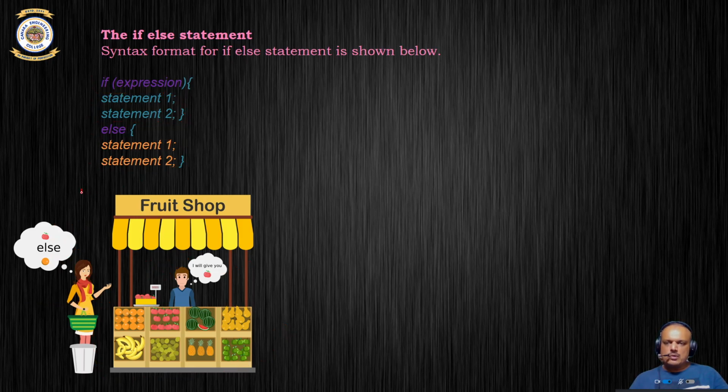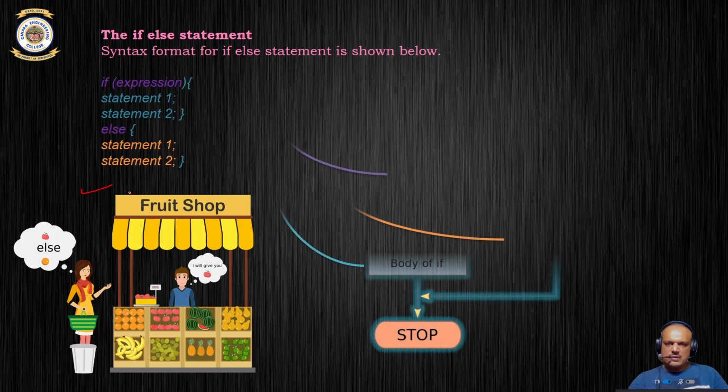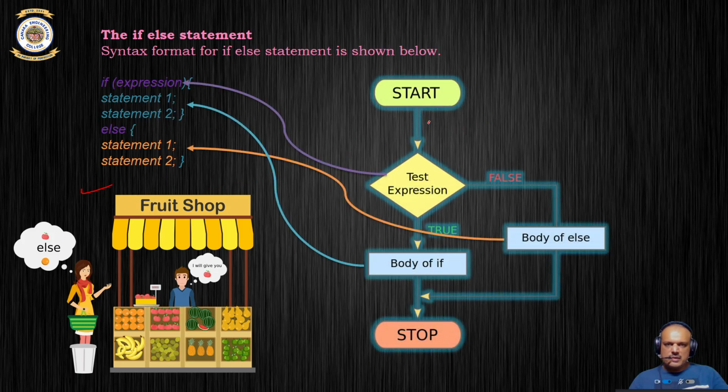Say suppose you want to code this scenario. Okay, let's first look at the flow chart of this. So you have the start, and then you have the test expression, say this one. You test for the expression. So if it is true, this is the body which gets executed. Else if it is false, this is the body that gets executed.